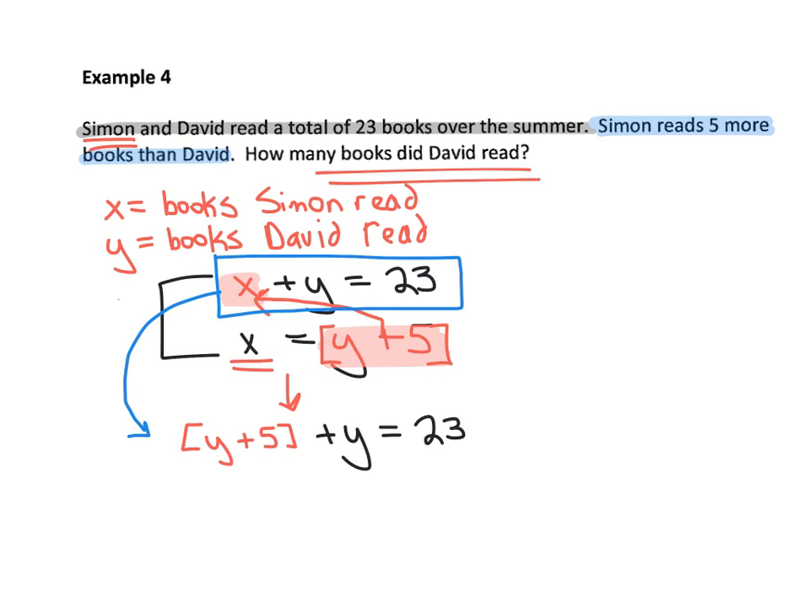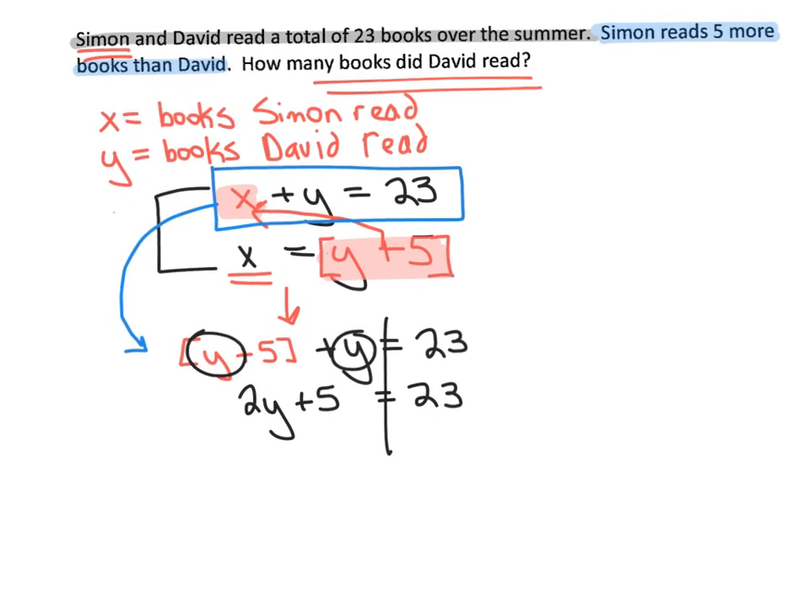Okay, now when we solve this, we start by combining our variables. So on the left, I have 2 y's, which makes 2y. And I have that plus 5 equals 23. Subtract 5 from each side. So we have 2y, 5 minus 5 is 0, and 23 minus 5 is 18.